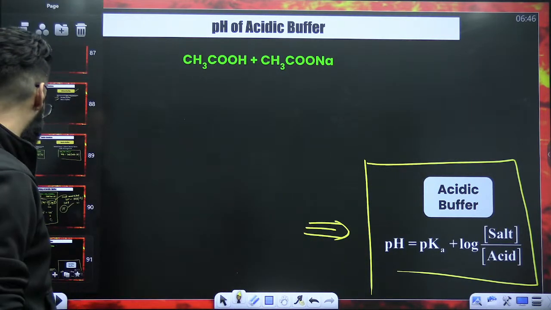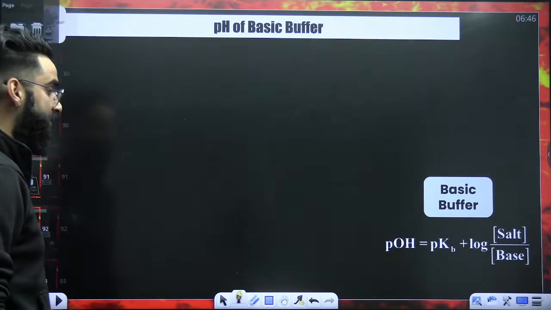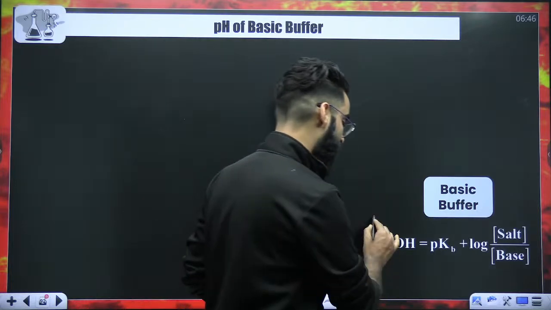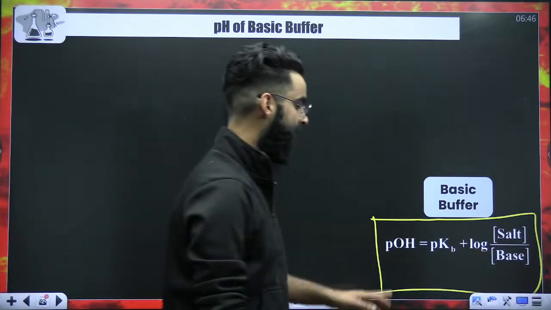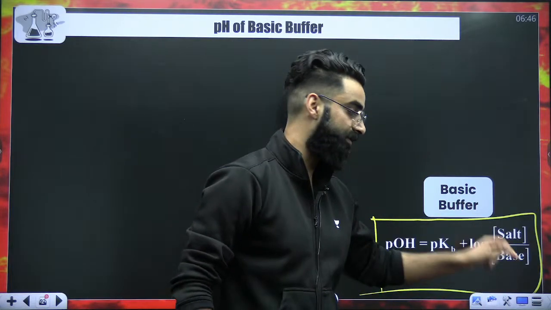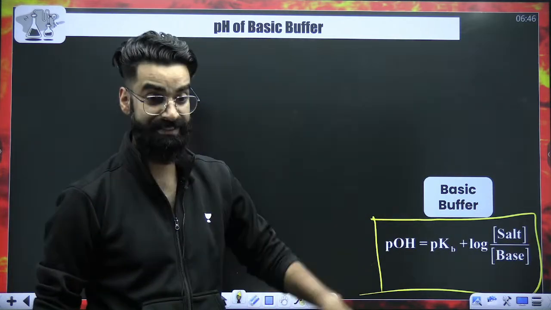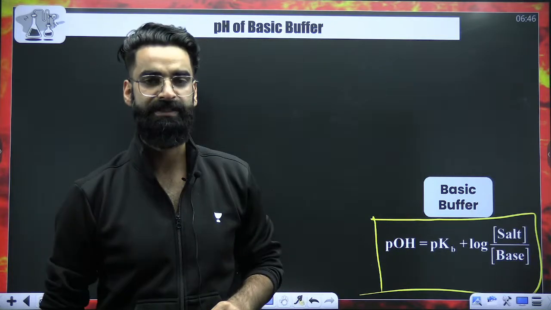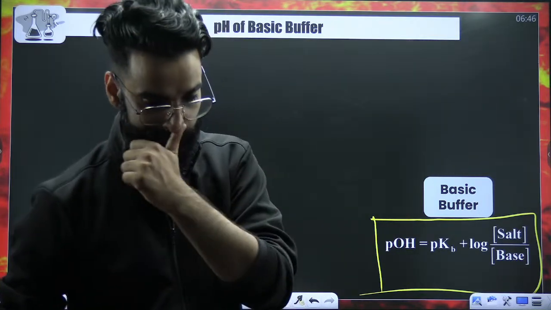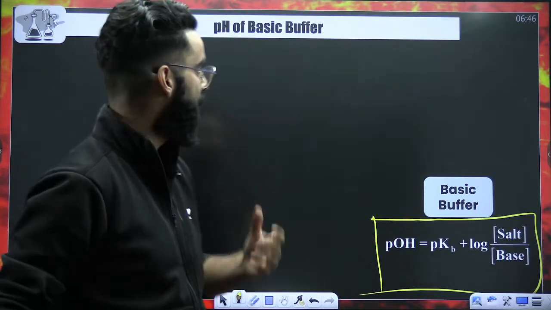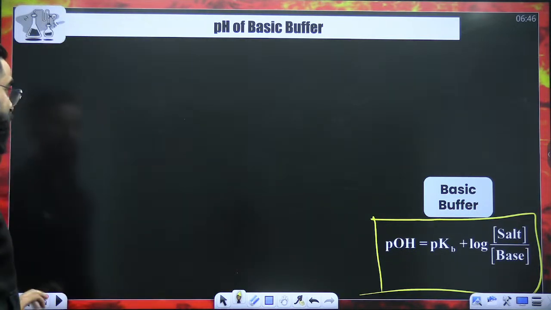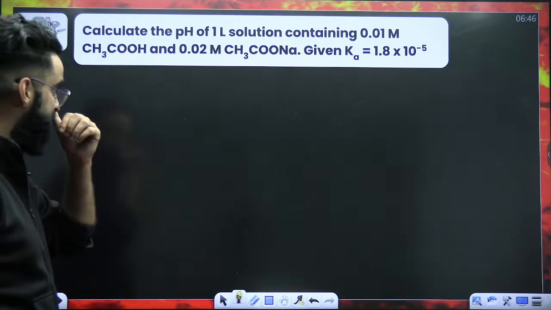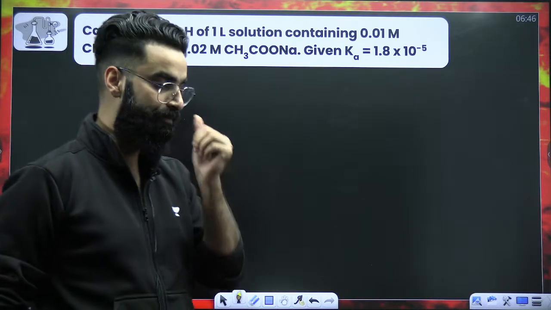Similarly, if you have the basic buffer, how do you calculate pOH? You do not calculate pH of the basic buffer directly. You first calculate pOH of the basic buffer: pKb plus log of concentration of salt divided by concentration of base. This is how you calculate pOH. Once you get the pOH, then you can calculate pH by the formula pH plus pOH is equal to 14, right? Now I'm going to solve certain questions so that you can understand what kind of questions are asked out of this. I'll be starting with a complete basic question.